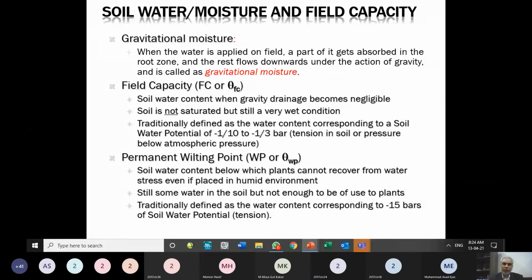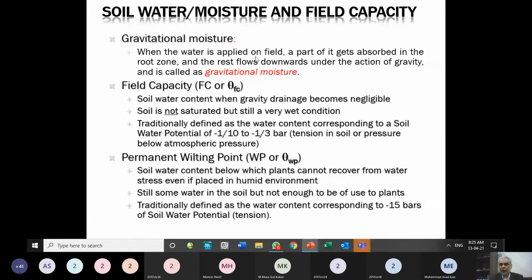After the saturation of the soil, after a few days, some water drains out of the soil under the action of gravity. It goes out of the soil body to the deeper layers until it reaches the water table or lower layers. That water which escapes from the soil under the action of gravity, we say this is gravitational water, or gravitational moisture.